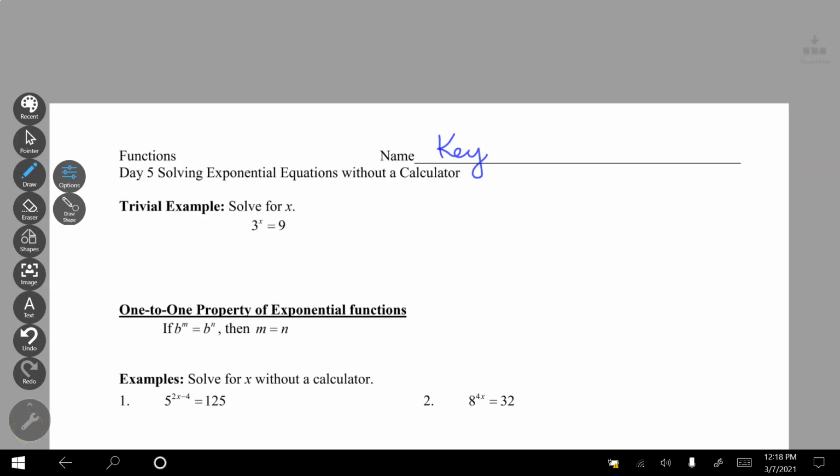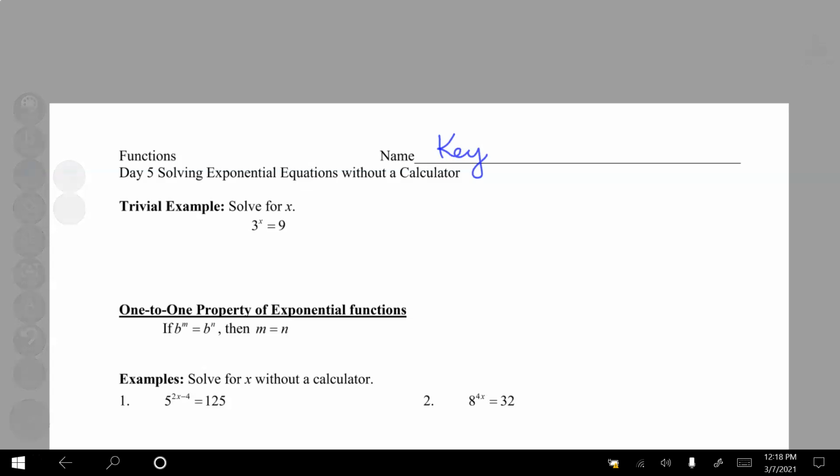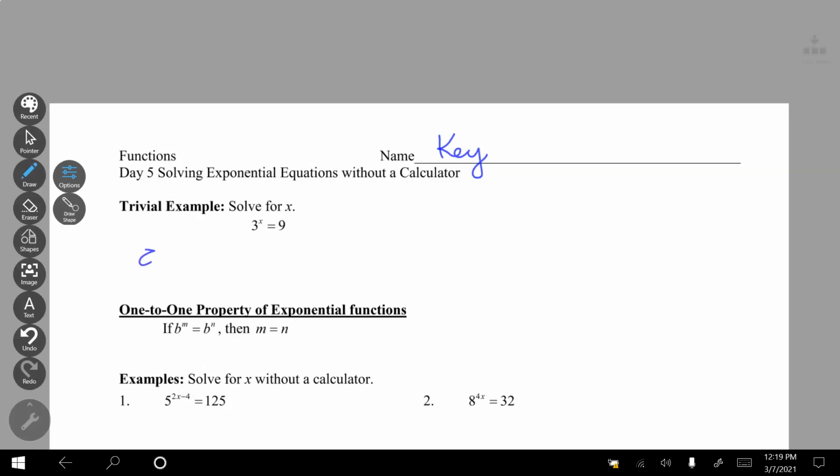We are at day 5 of Unit 5A, solving exponentials without a calculator. This is the last new lesson before spring break. We're getting very close. As an example, very trivial, very easy: 3 to what exponent x will give us the number 9? This is really easy. Everyone knows x equals 2.